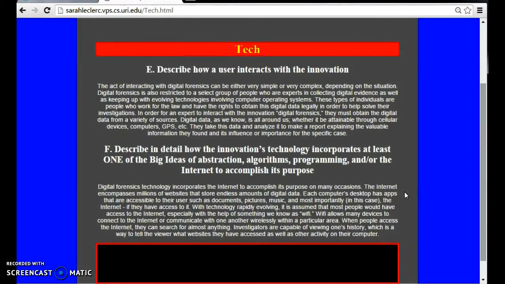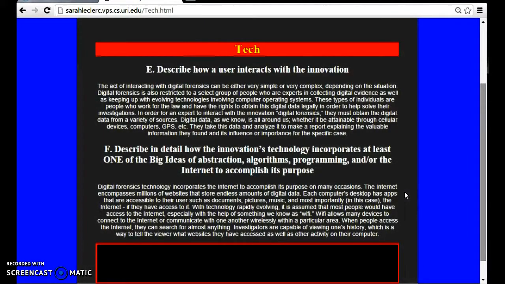Next, I indicate how digital forensics technology incorporates the internet to accomplish its purpose. Wi-Fi enables people to connect their devices to the internet wirelessly, which helps them perform searches on the web. Investigators are capable of viewing one's history, which is a way to tell the viewer what websites they have accessed, as well as other computer activity they have performed.